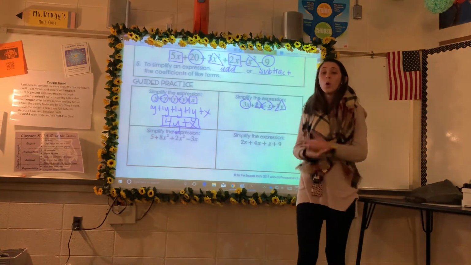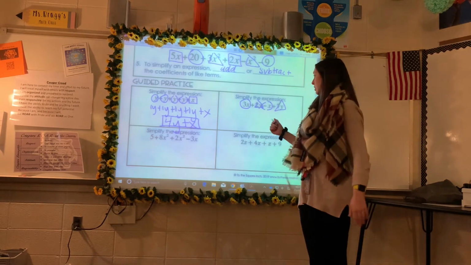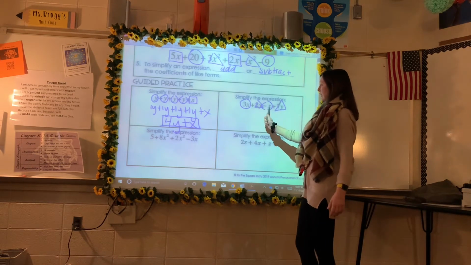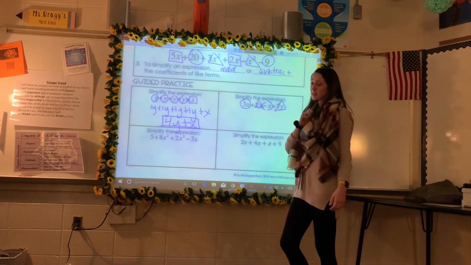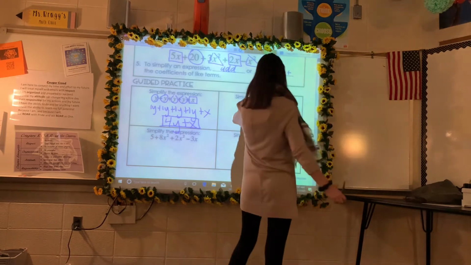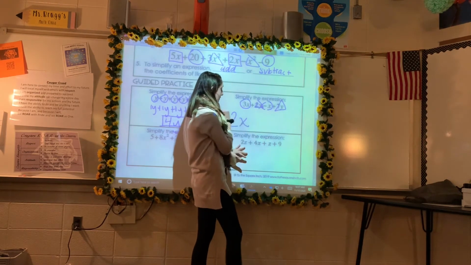Alright, so now, to simplify those expressions, we just add or subtract the coefficients. So we have 3x and we have x. But we take this operation sign to the left. So this is really saying 3x minus x. And remember, if we don't see a coefficient, we assume it's 1. So that's really saying 3 minus 1, which is 2, and we attach that variable.